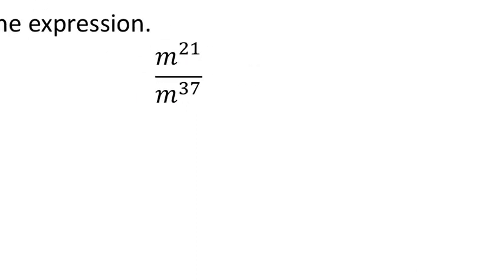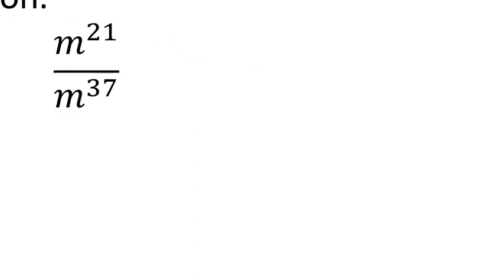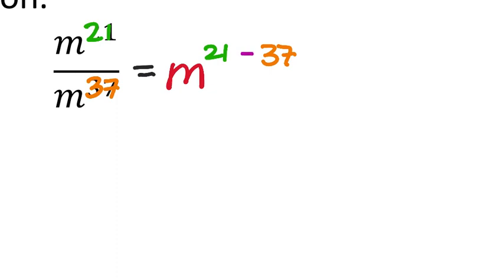If you can just understand these 2 rules, the assignment's going to go pretty quick. So on this one right here, we can see we are dividing the 2 bases, base m's. And then again, it has to be in this order. I'm going to take the exponent of the numerator first, 21, and then the exponent of the denominator here, 37. And since we are dividing the bases, we need to subtract the exponents.